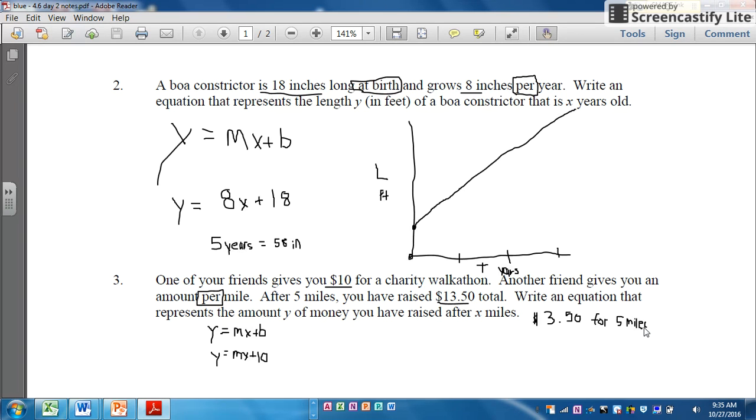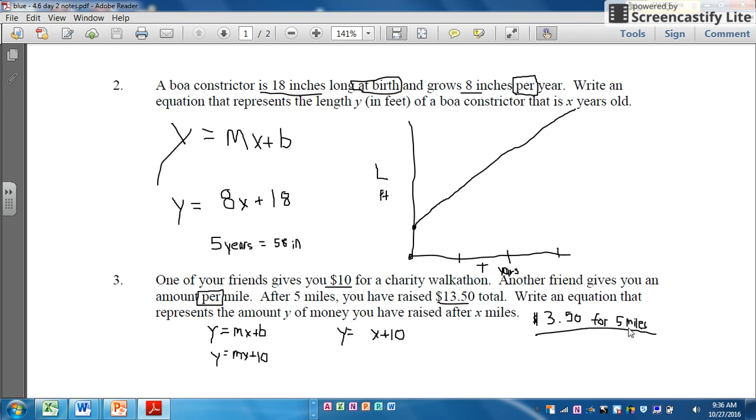Okay. Now, based on this given information, $3.50 for 5 miles, you need to figure out how much it is per 1 mile. That way you can write the equation after x miles. So in other words, I want you to solve for m, and I want you to rewrite the equation y equals mx plus 10, because we already know the y-intercept is 10, and I want you to solve and tell me what the slope is based on this information.